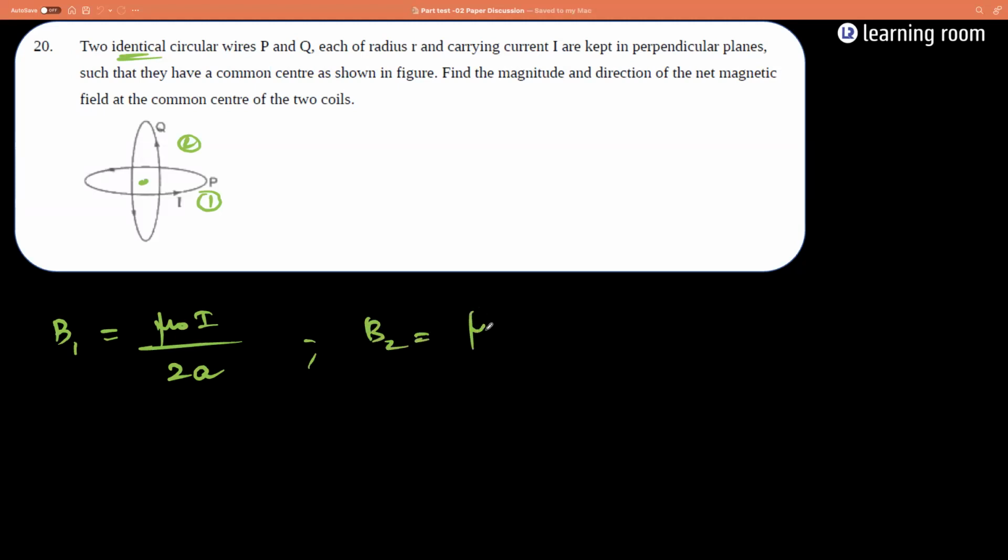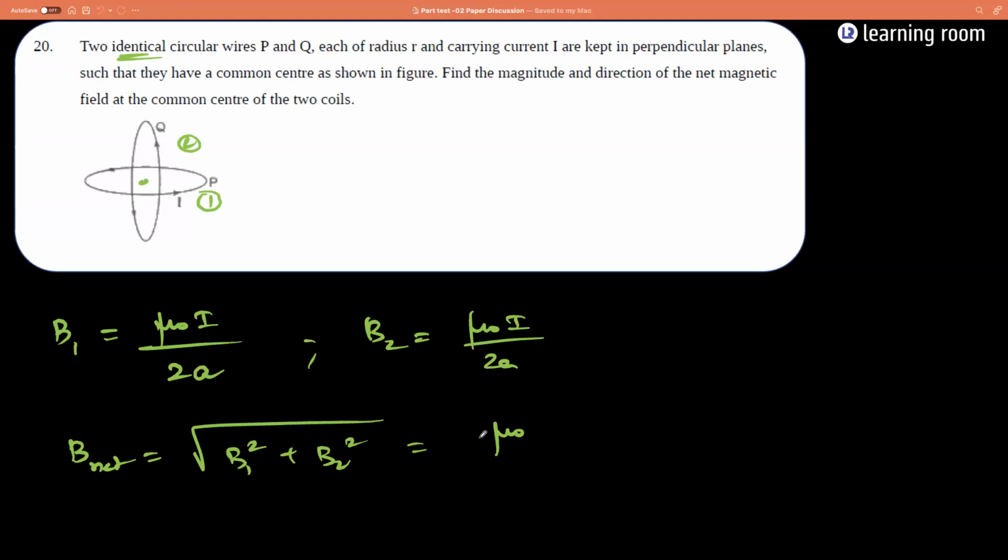B2 will also be mu naught I divided by 2a. Since the coils are perpendicular, their magnetic fields will also be perpendicular. So the net magnetic field will be equal to root of B1 square plus B2 square. So you will get root 2 times mu naught I divided by 2a. That is the answer.